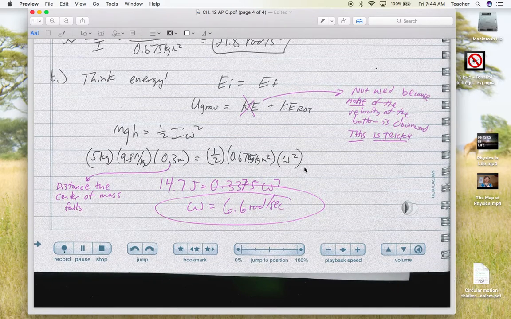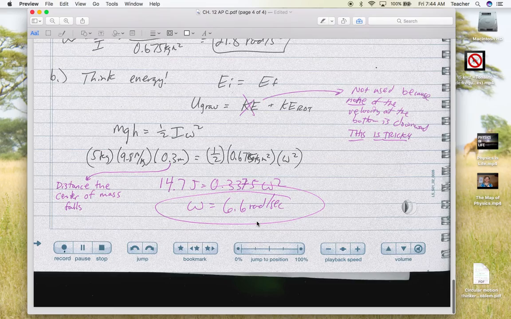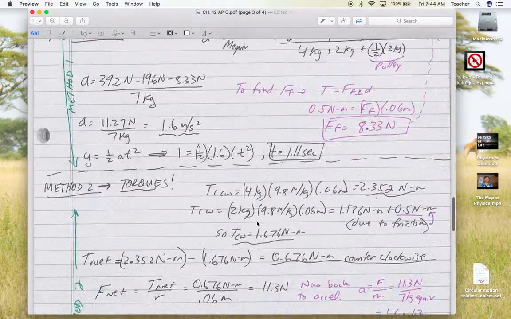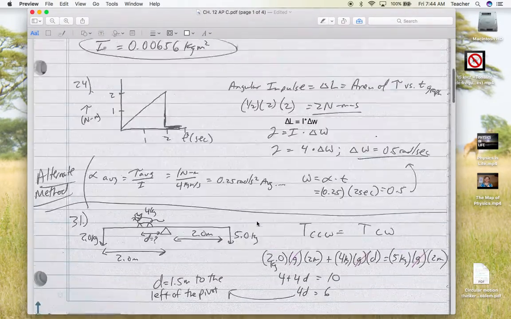Hope that helps. That's how you use the conservation of energy to get the angular velocity down here. So hope that helps. I know these problems are not easy.